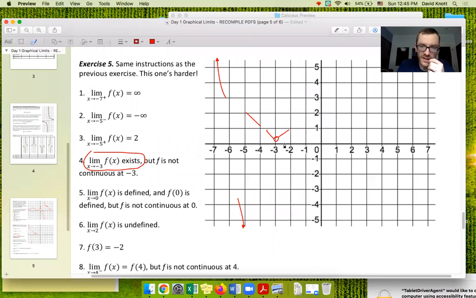All right. What else? Number 5. And again, notice that I'm drawing very little. I'm only drawing very locally, just to make the graph match the condition that I'm given.